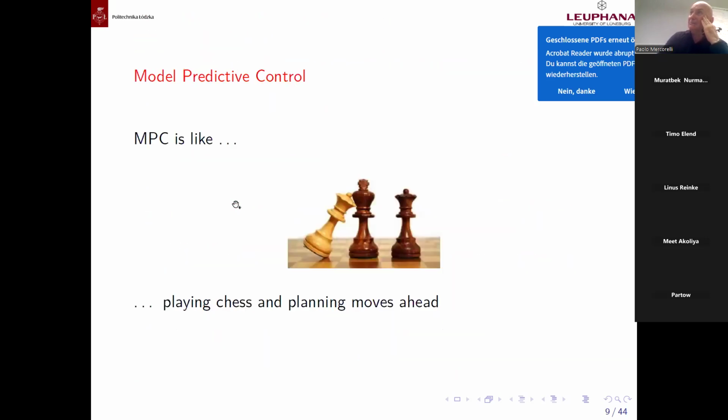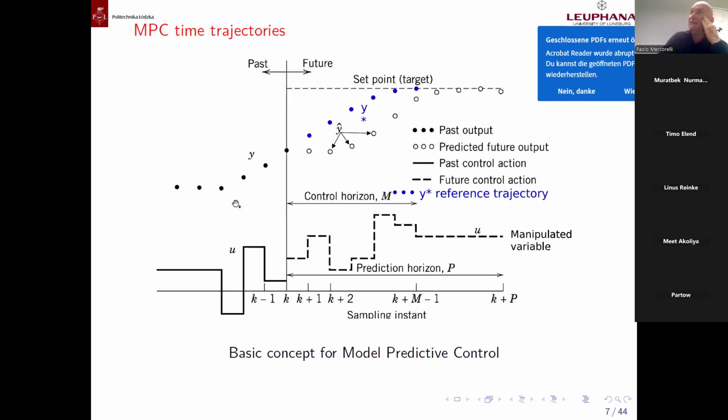Basically, at this point, let me show you this picture again in order to recap that we have a trajectory to be tracked.